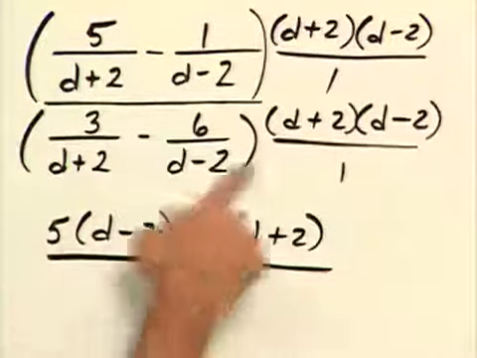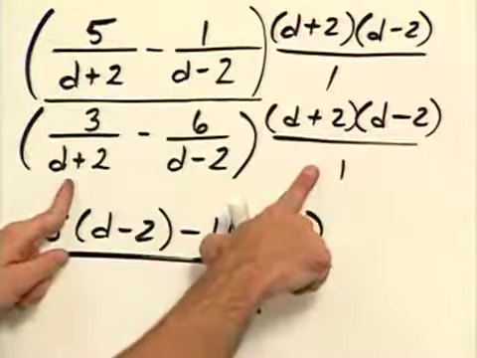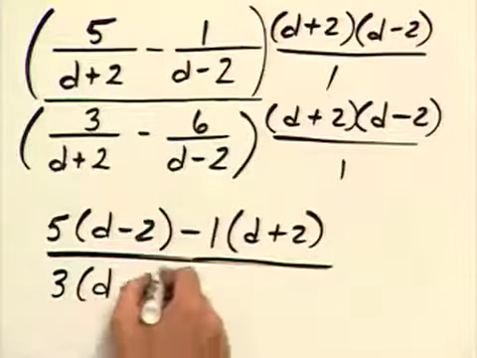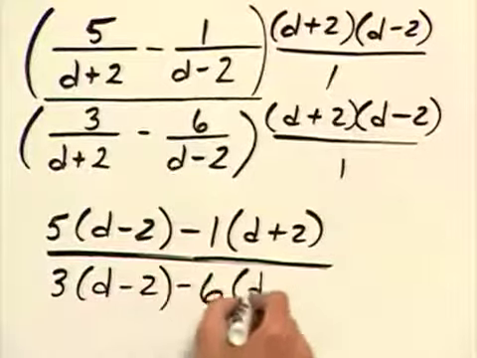So when I multiply my least common denominator to this first fraction, my d plus 2's will go away, and I'll have 3 times d minus 2, and then my minus sign, and 6 times d plus 2.